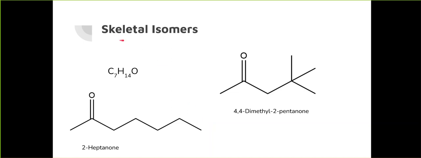You can also have skeletal isomers. Both of these compounds have the molecular formula C7H14O. Here we have 2-heptanone. You've got 1, 2, 3, 4, 5, 6, 7. So that's our heptanone. And it's on the 2nd carbon, so it's 2-heptanone. And over here, it's the same number of carbons, it's just the skeleton's been rearranged and we got 2 methyl groups here.